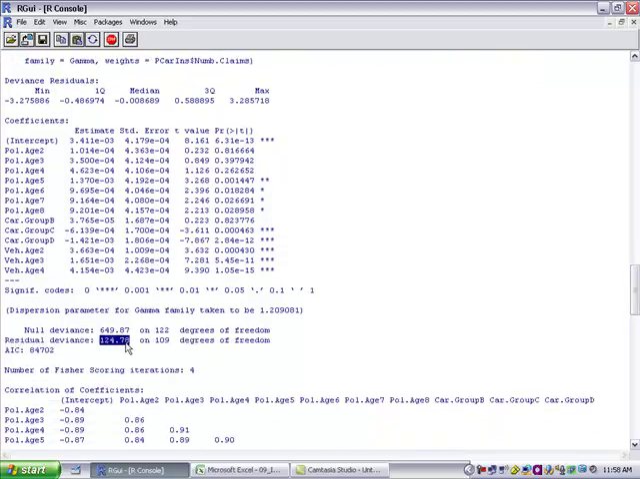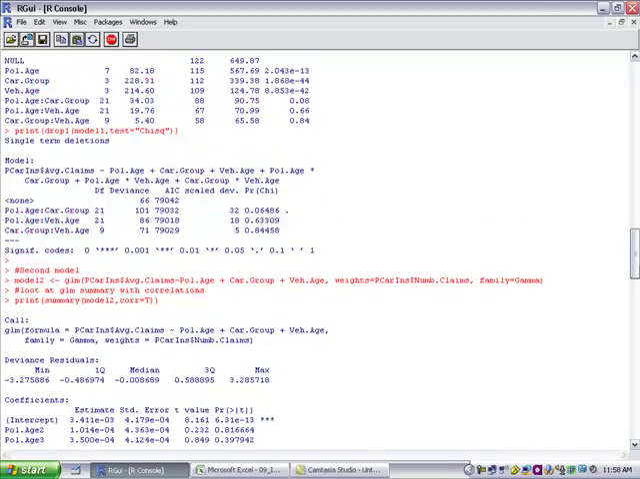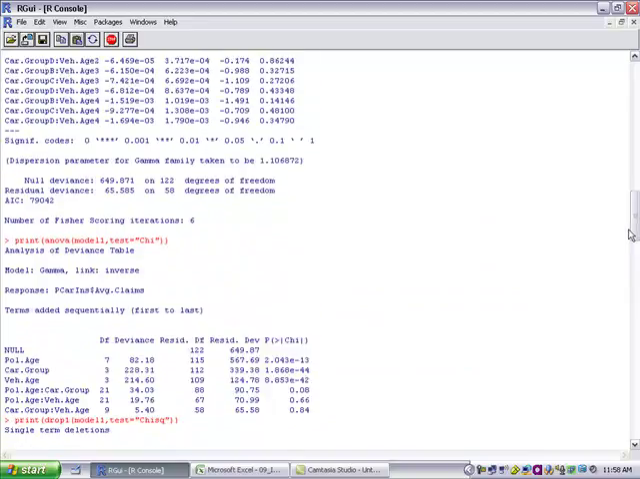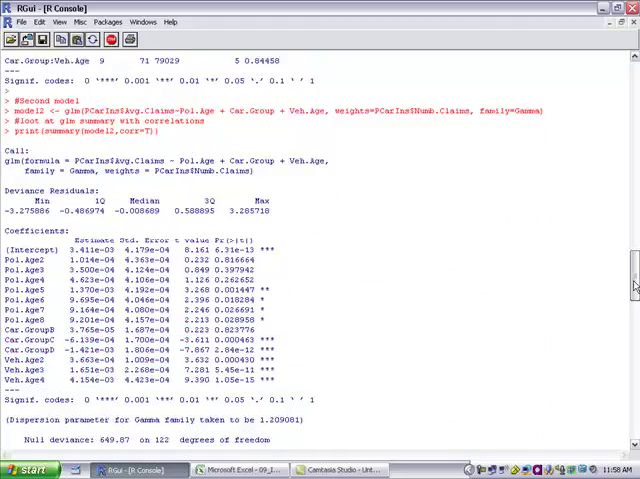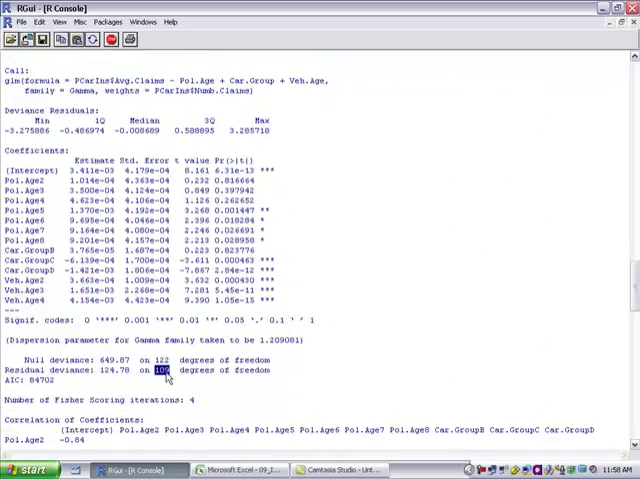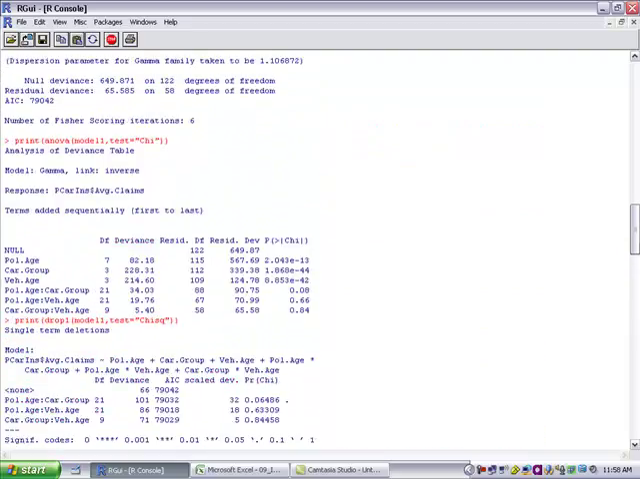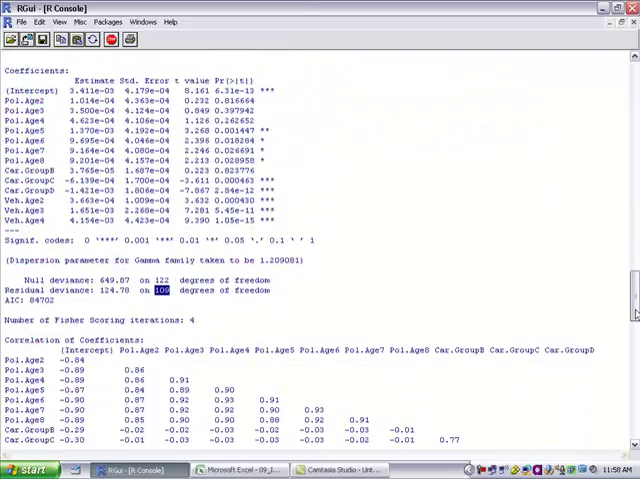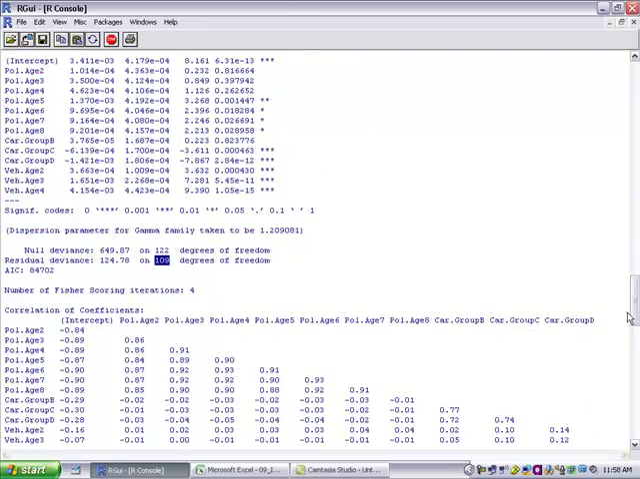So we have a residual deviance of 124 for many more degrees of freedom. We had 66 for 58, and here we have 124 for 109, and we have an AIC of 84,000 in that model. We needed two fewer iterations.